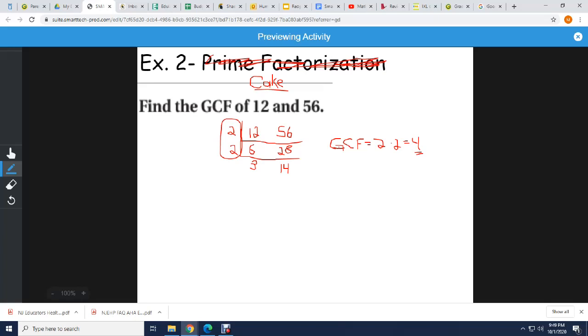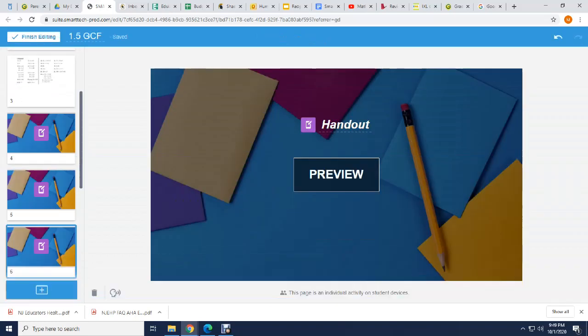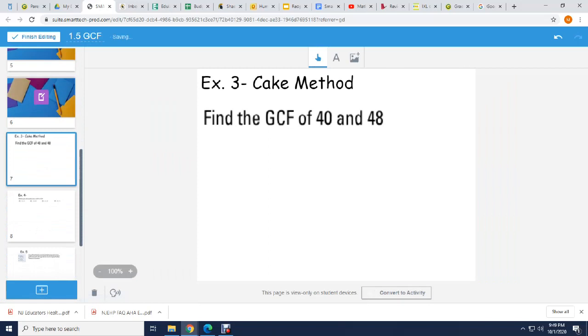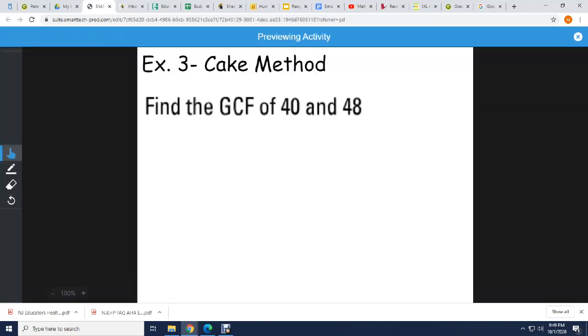So I'm going to do another example with this, so you have a chance to see what that looks like. Right? So here it is again. I'll use blue this time, right? 40 and 48, right? GCF. Now again, I'm going to use this cake method here. I'm just going to blow it out here. 40 and 48, I can see 4 goes into both. 40 divided by 4 is 10. 48 divided by 4 is 12.